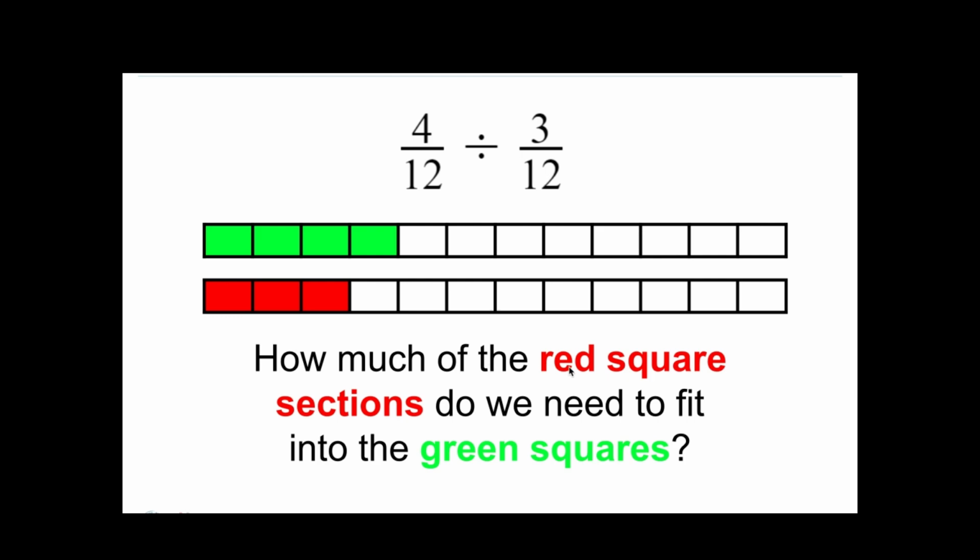So we want to know how many of the red square sections will fit into the green square sections. So if we circle, there's one of the groups of 3, and there's 2. So we could say that it takes 1, 2, 3, 4, 4/3. So the solution to 4/12 divided by 3/12 is 4/3.